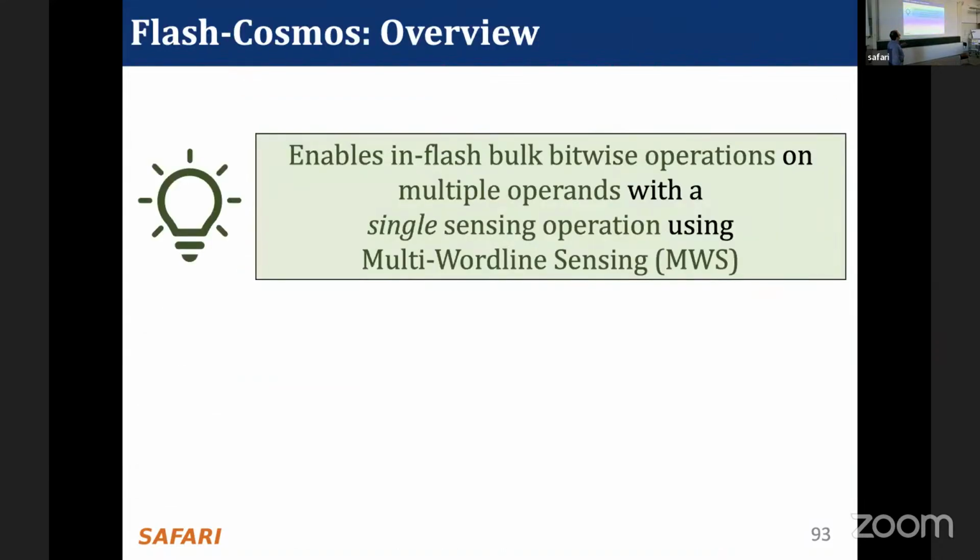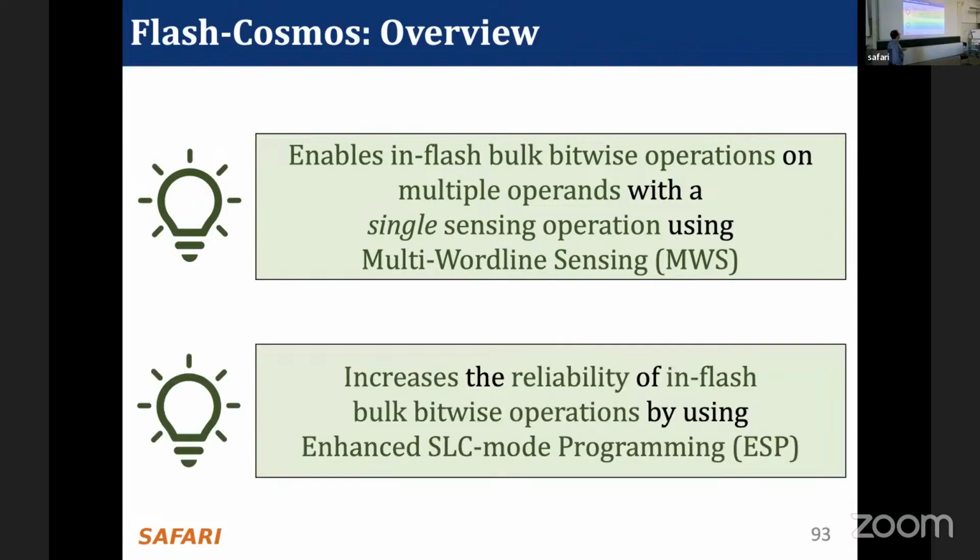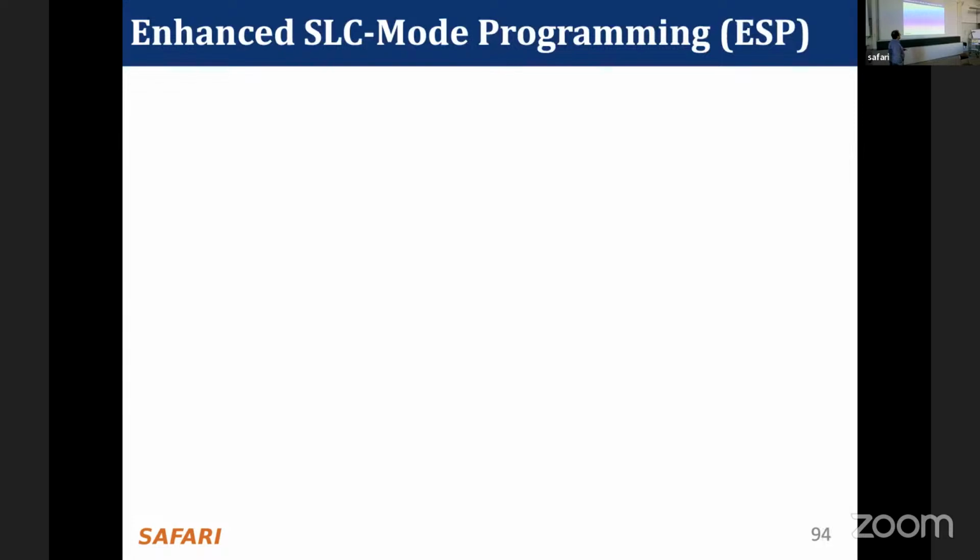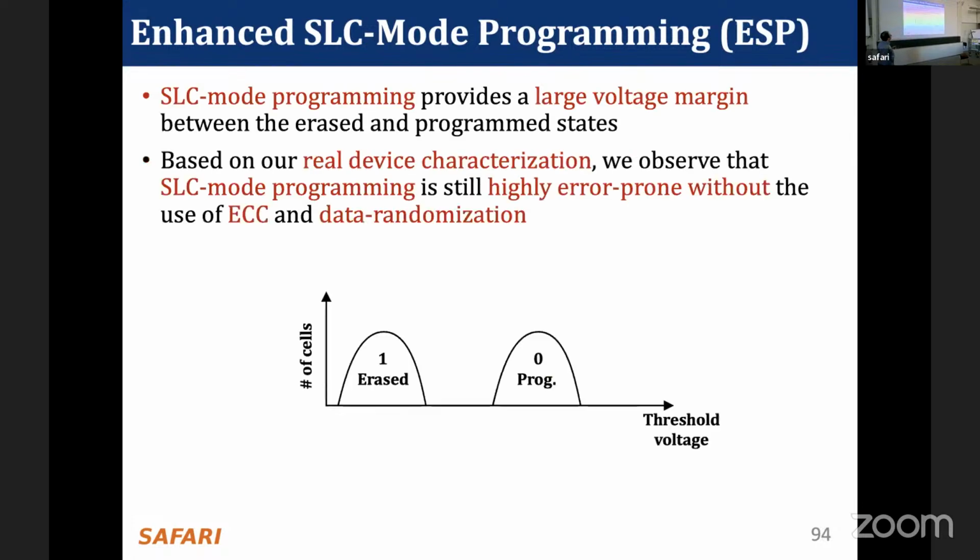Okay, now that we are done with that computation capability, let's see how we can make it reliable. In order to achieve good reliability, we propose enhanced SLC mode program. But let's see what we really mean here. This is a normal SLC programming. This is the distribution of threshold voltage for different cells that we have. When I was talking about reference voltage, you need to actually apply VREF somewhere here, right? So your VREF should be between these two states.